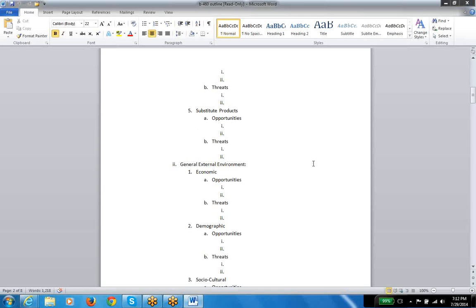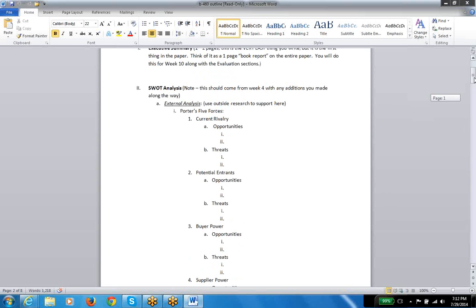General environment, economic, and I'm going to come back to this. But in week 4, so by this Sunday, whatever that is, August 3rd, you will have gone through the entire SWOT for the company you picked in week 2. That's all you need to do in week 4. I know some of you are saying, that's all.